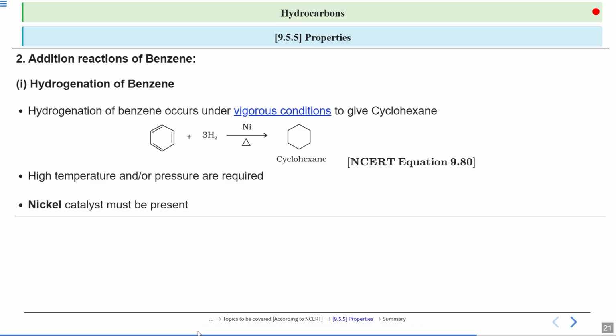Finally, a nickel catalyst is also needed for this reaction. A catalyst is a substance that speeds up a chemical reaction without being used up itself. In this case, nickel helps the hydrogenation process happen more efficiently. So to sum up, hydrogenation of benzene to cyclohexane needs high temperature and/or high pressure and a catalyst.